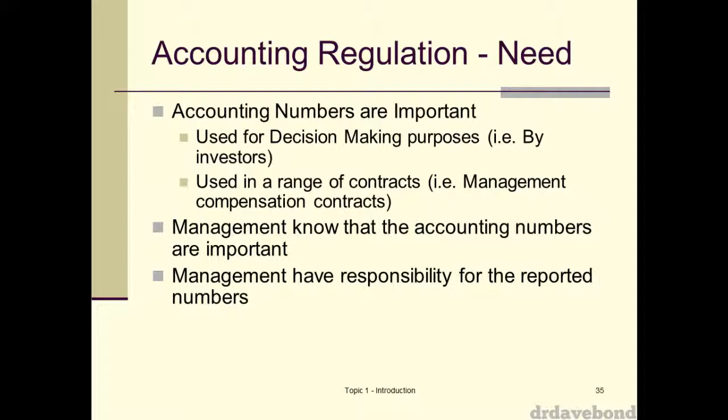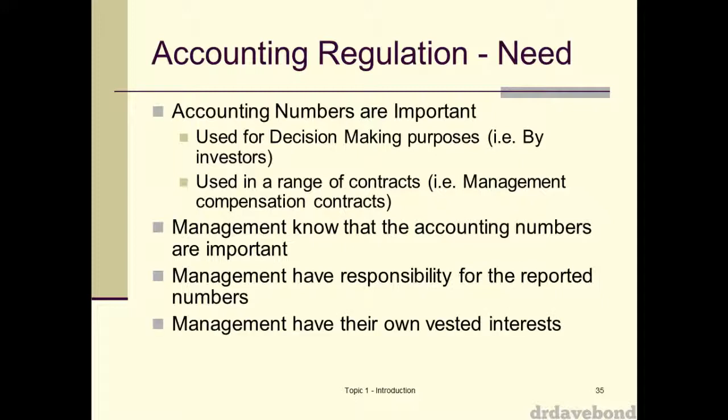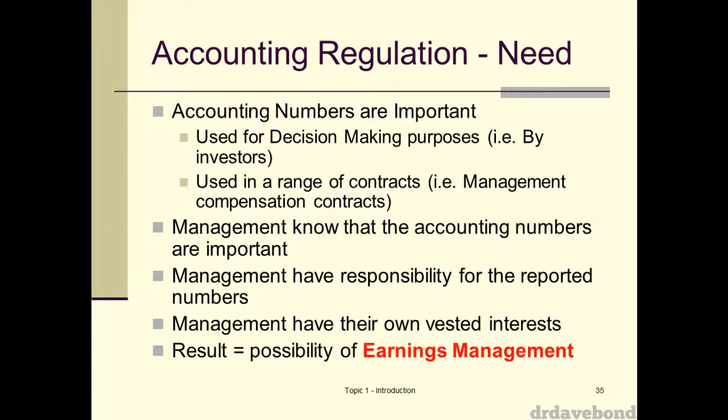They also know that they have responsibility to put those numbers together, or at least sign off on those. They have their own vested interest. As we were talking about before, we assume people are self-interested. They want to do well for themselves. So we put all that together, and we've got this possibility, and I want to stress this, it is a possibility of earnings management. It's not saying that every single company does it.